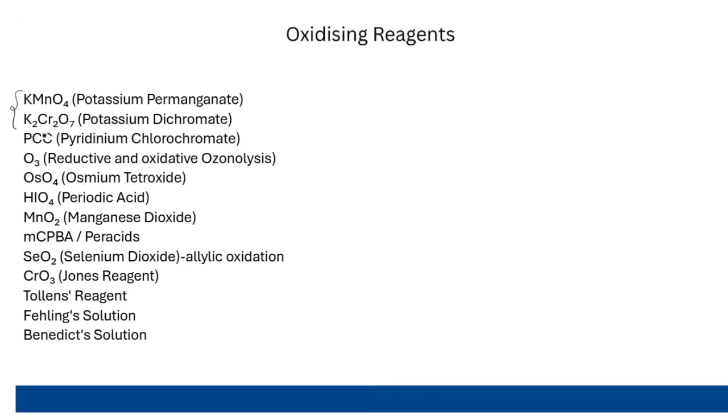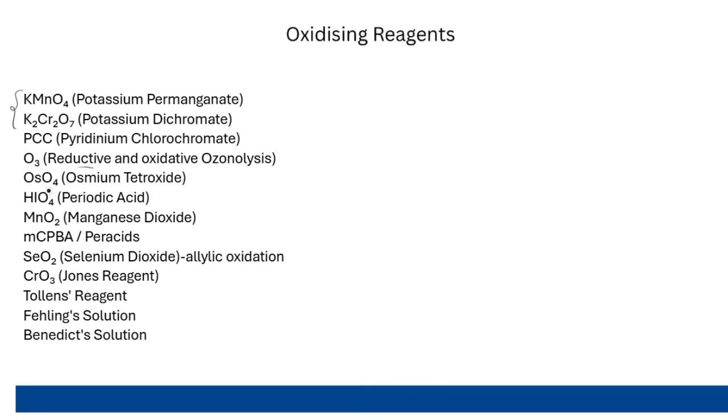Whereas KMnO₄ and K2Cr₂O₄ can be used in different conditions. It can be used as a mild oxidizing reagent or a strong oxidizing reagent depending on the temperature and the reaction conditions like acid, base, etc. Then we have ozone. This can be reductive or oxidative ozonolysis. So you might have seen the alkenes and alkynes can be cleaved to form aldehydes, ketones, or carboxylic acid depending on the reaction condition, whether it is reductive or oxidative ozonolysis.